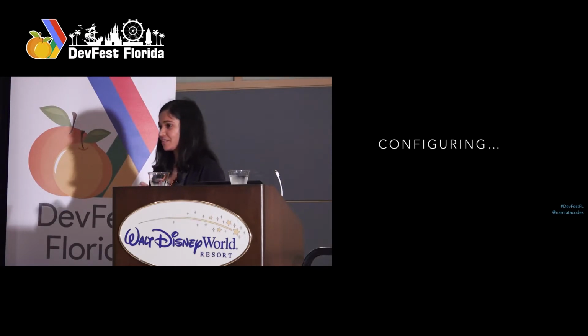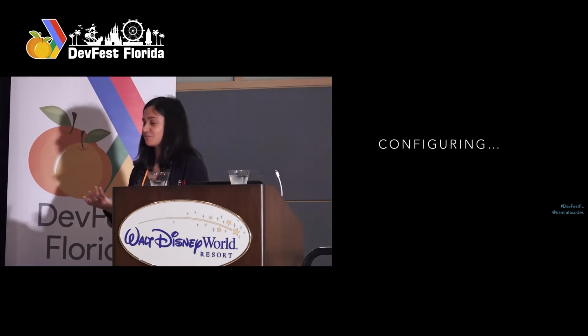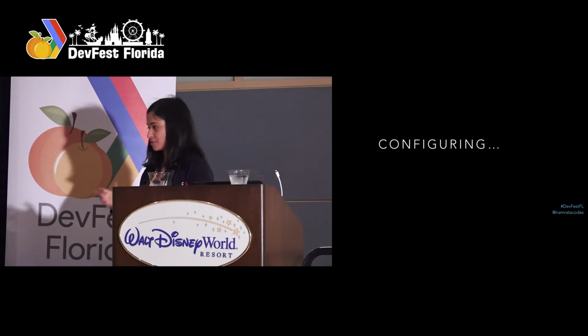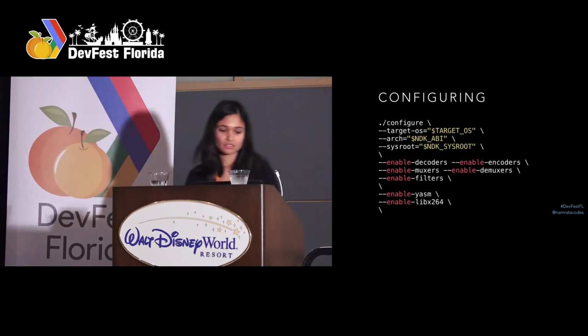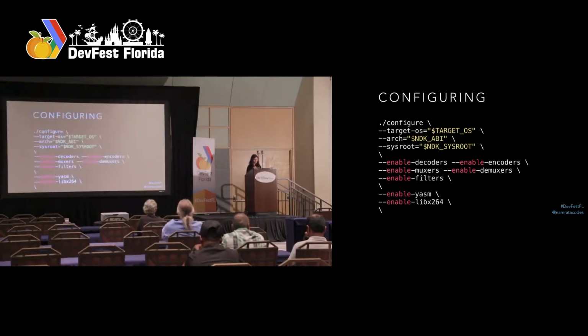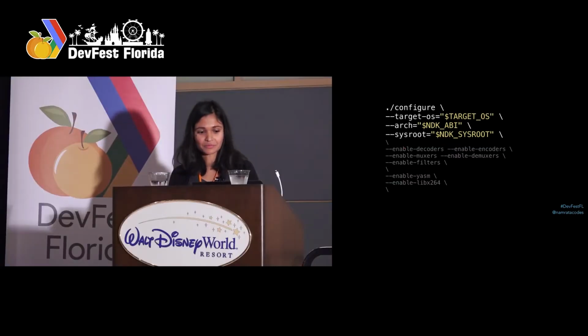So FFmpeg can be configured to support whatever features you want it to support. So that means you can actually control the size of the binary that you compile, which is very, I would say, very good for Android, because then you can control the size of your APK. And this is an example of a very short configure script for FFmpeg. So let's go through each part of the script.